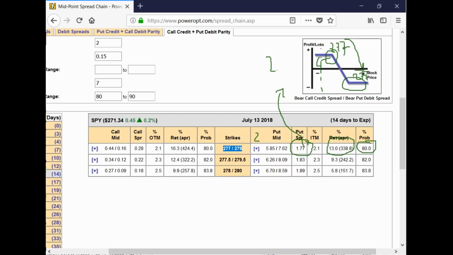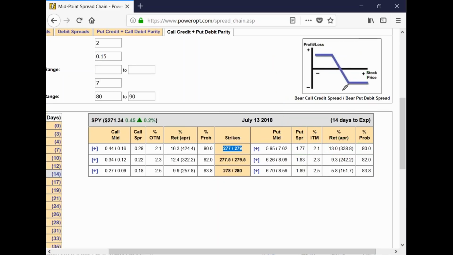And at the same time, hold on one second there, folks. At the same time, with the credit spread, if the stock stays below 277, then we just keep the credit and we don't have the extra commission. But remember, the call side is out of the money. So until the stock goes above 277, we can't be assigned early on the short call in the bearish call credit spread. We're starting the Bear Put Debit already with both in the money.